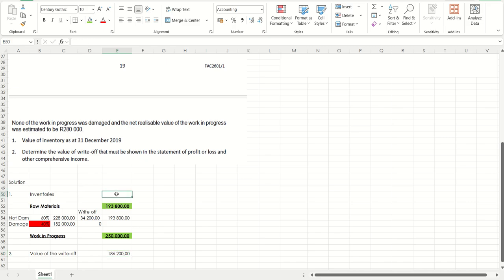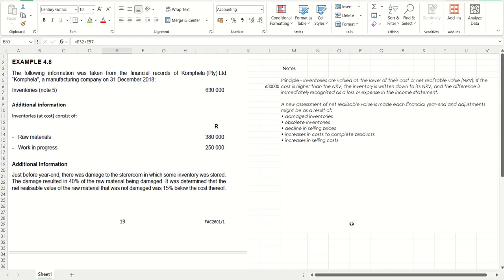What is then remaining in that instance is the raw materials plus the work in progress, and that gives us the final value of inventories. So that is pretty much what we have to do. In summary, again, to structure your question, understand the principle that has been tested, and then look out for these triggers for damaged and obsolete inventories.